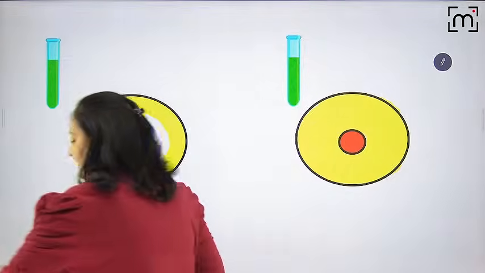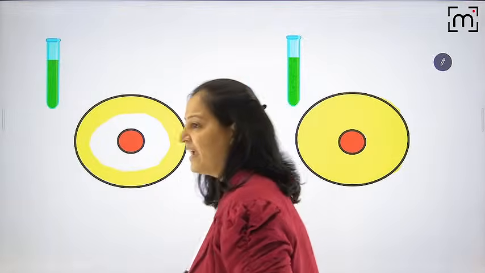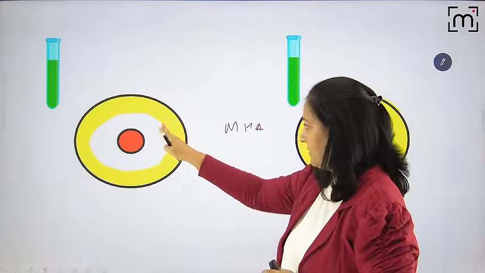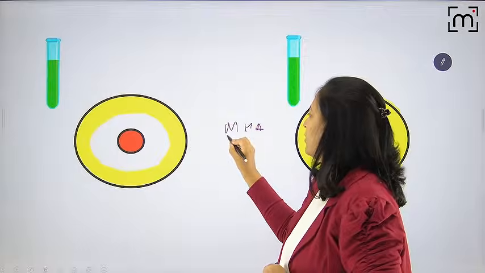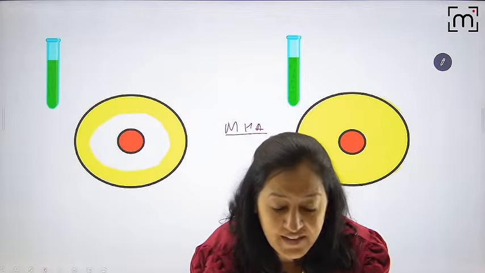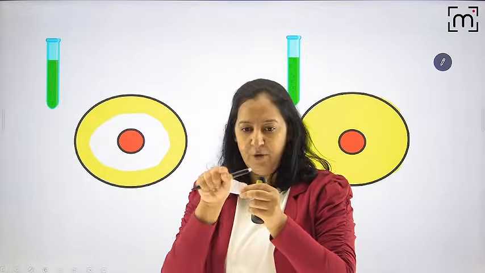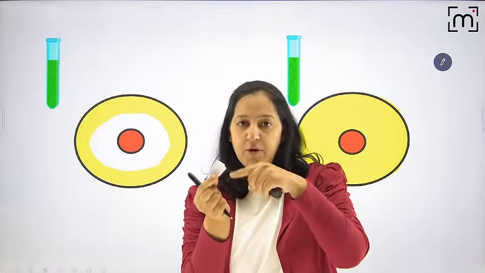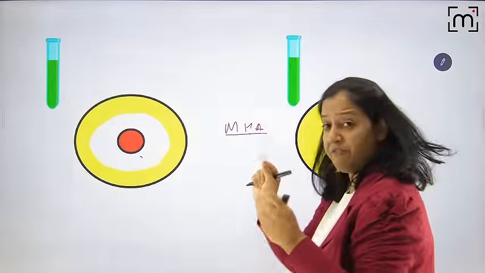Listen, we are taking a Mueller-Hinton agar plate, the basal agar plate. What we are doing is taking a filter paper, suppose, and cutting it in a circular fashion. Imagine it is a circular filter paper, and I'm keeping it at the center of the agar plate. It is in the form of a disc.